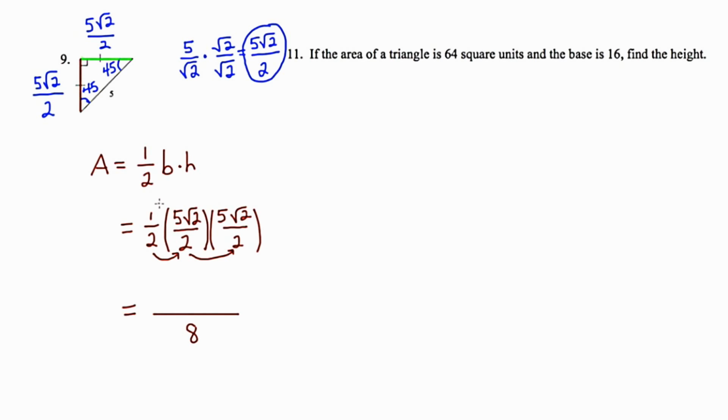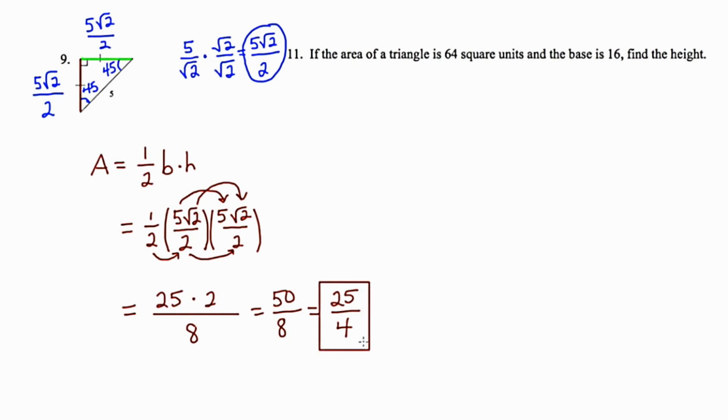Now, on the top, we've got 5 times 5, which is 25, and we've got root 2 times root 2, which is 2. So really, we have 50 over 8. Both of these values are even, so I can divide by 2, or reduce by 2, and say 25 over 4. So the area of this triangle is 25 over 4. And hopefully you didn't find the multiplication of those fractions too bad. Let's go to question number 11.